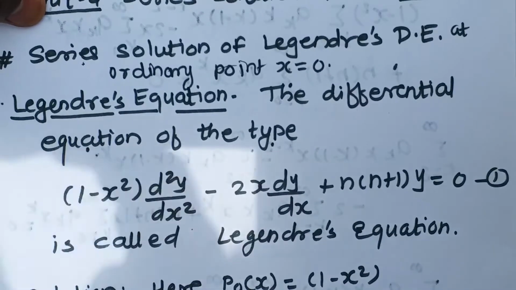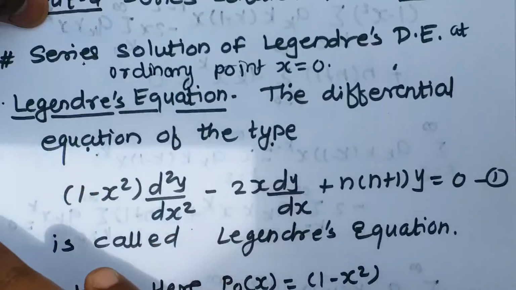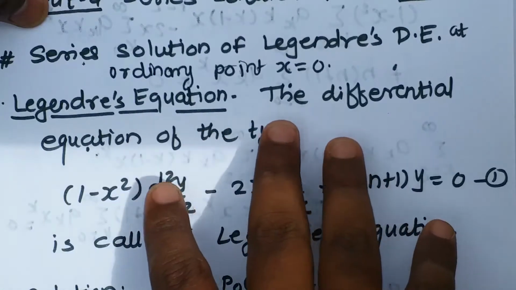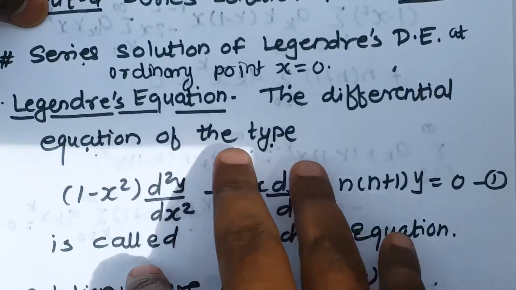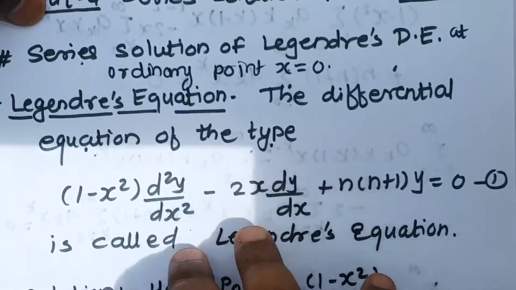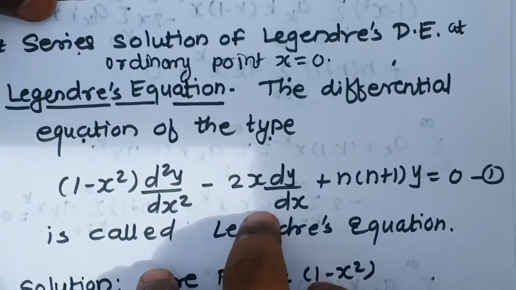Okay. Now in the previous unit also we have seen the Cauchy's differential equation and Legendre's differential equation. But that Legendre's differential equation is different from this Legendre's differential equation. That one can be reduced to a linear differential equation with constant coefficients, but this we cannot reduce to a linear differential equation with constant coefficients. Okay, this is the difference between the two differential equations.